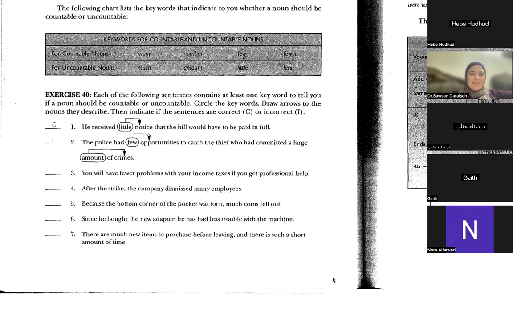Alhamdulillah. Doctor, number 5. Go ahead. Because the bottom corner of the bucket was torn, much coins fell out. So much coins, so it's incorrect because it's countable. So we need many coins. Good job.